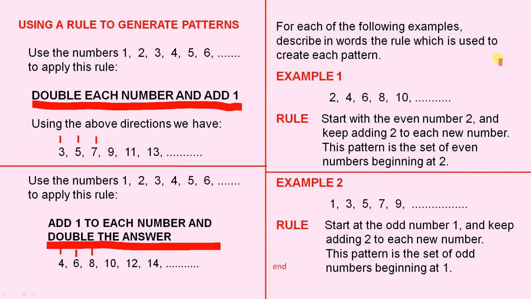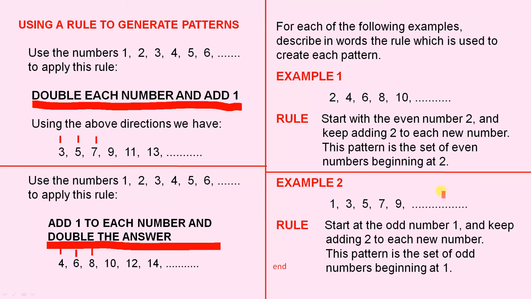For each of the following examples, describe in words the rule which is used to create each pattern. So here is the pattern: 2, 4, 6, 8, 10. So what's actually happening? Well, here it is. Start with the even number 2, and keep adding 2 to each new number. So 2 plus 2 is 4, 4 plus 2 is 6, 6 plus 2 is 8, 8 plus 2 is 10, and we can continue on. This pattern is the set of even numbers beginning at 2.